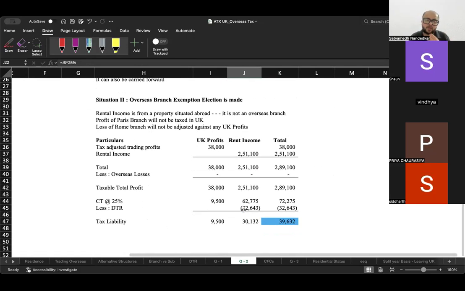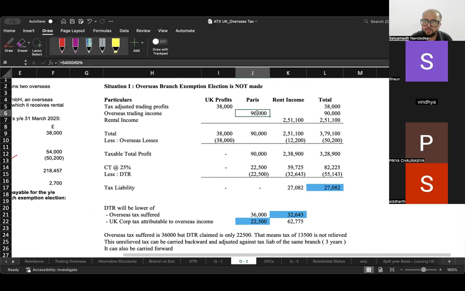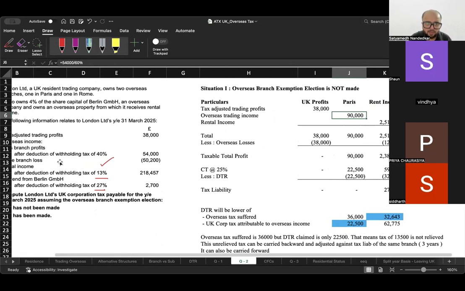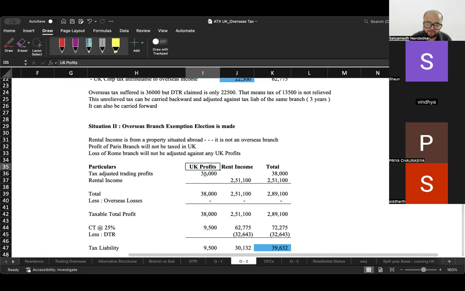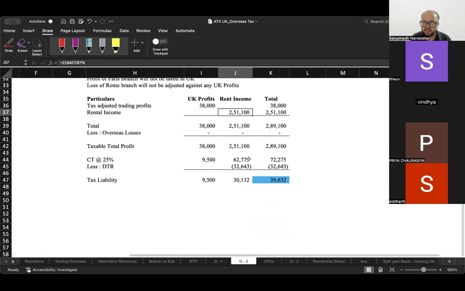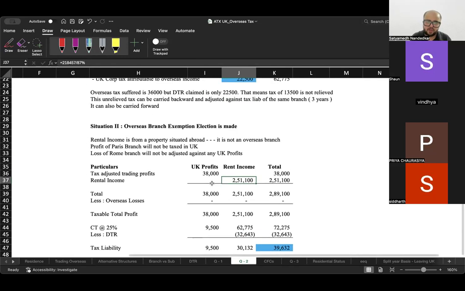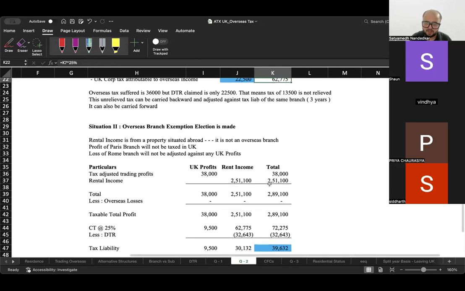Now, if you decide to make the election to exempt the profits of the overseas branch, then what happens? See, the Paris branch income will not be taxed in UK, but at the same time, the loss from the Rome branch will also not be allowed to be adjusted. So, UK profits 38,000, rental income 251,100. No loss adjustment possible. Then you will have to calculate the total income in full, and you will have to calculate double taxation relief, which will be the lower of overseas tax suffered or UK tax attributable to overseas income.